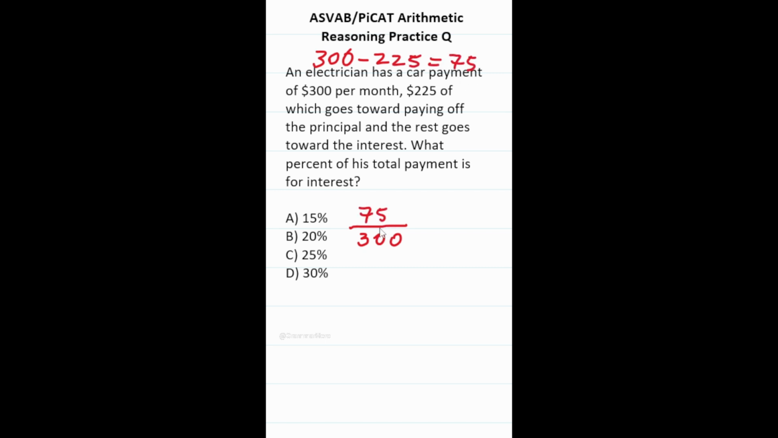All right, now we just got to reduce this fraction and then convert it to percent. Again, both of these have a common factor of 75. So this becomes 1. What is 300 divided by 75? 75, 150, 225, 300. So this is going to be 4. You should know that the decimal equivalent of 1/4 is 0.25, which is the same thing as 25%. So this one is C, 25%.